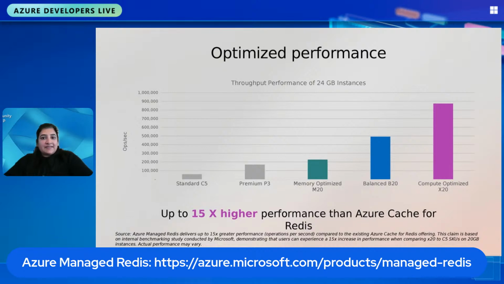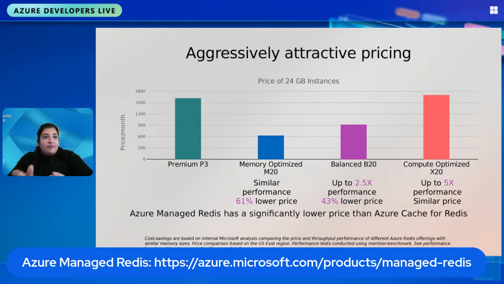So this is a comparison of a 24 GB instance across standard, premium. Those are our previous SKUs that we offer currently, and then the new ones. As you can see, the new ones are much more performant, up to 15 times more performant if you look at the compute optimized. So that's the one that you would go for if you need that kind of throughput. But then we've also priced them aggressively, and then this is a comparison of the pricing that we've put together.